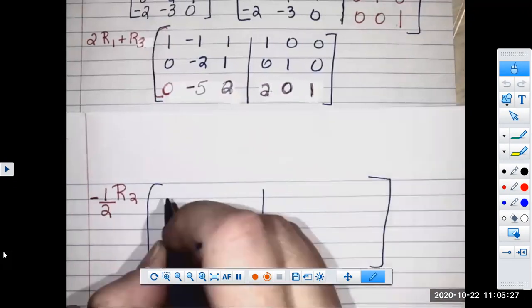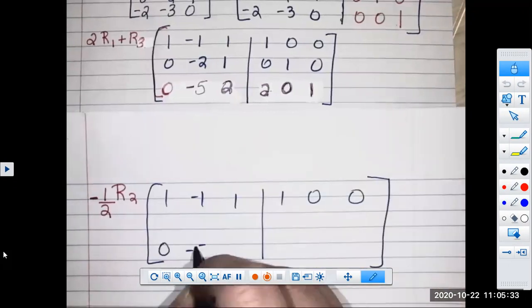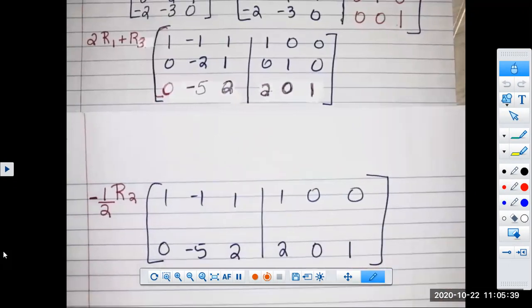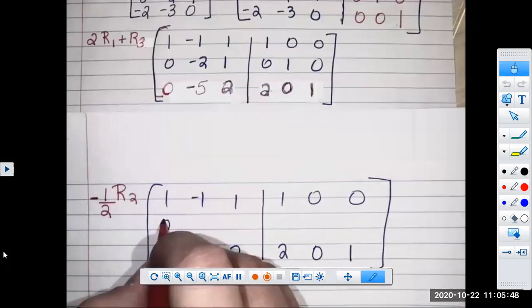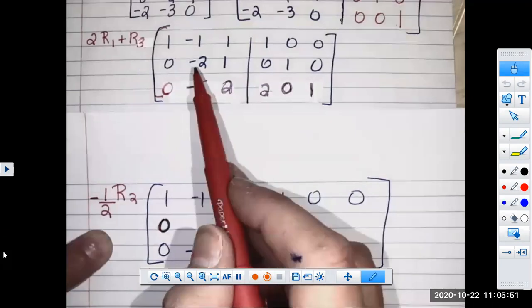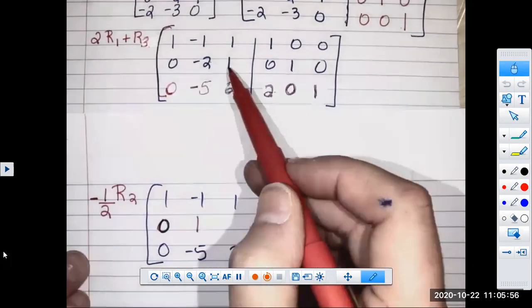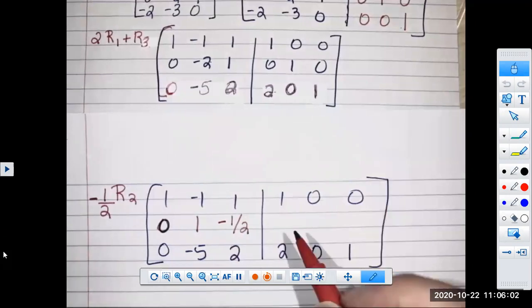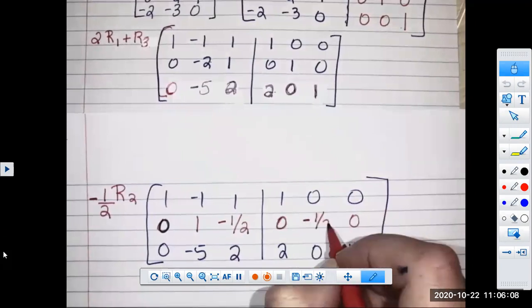Row 1 stays. Row 3 stays. All right, this will stay 0. If I multiply this by -1/2, I get +1. This times -1/2 will be 0, that will stay 0, and then this will give you negative 1/2.